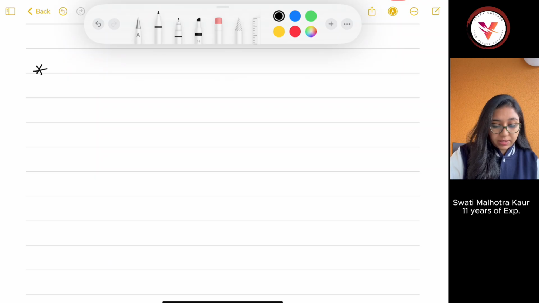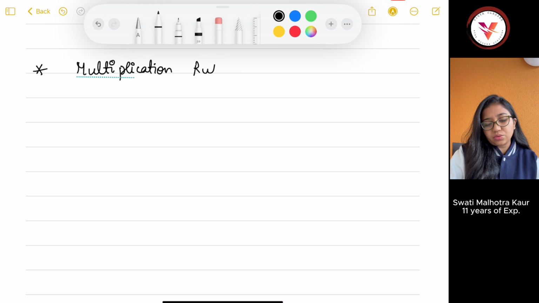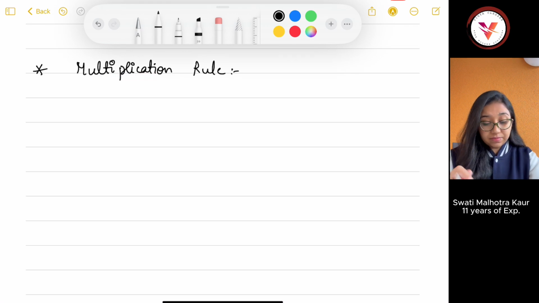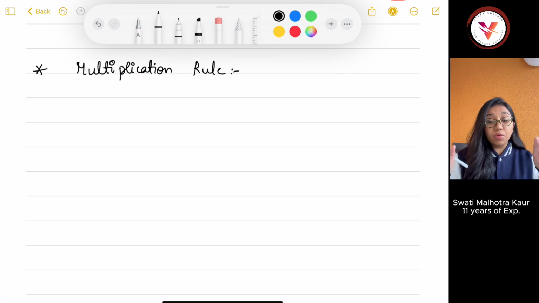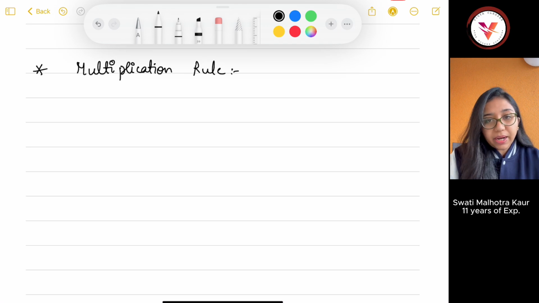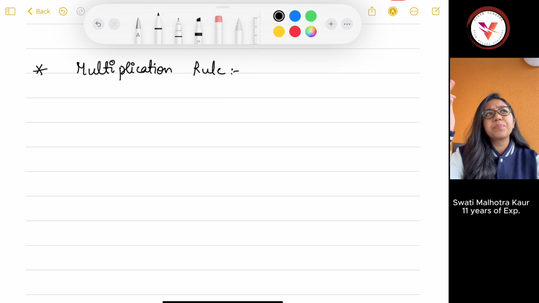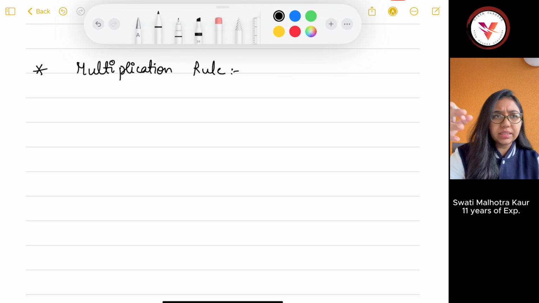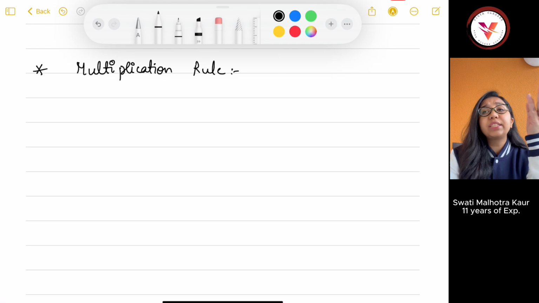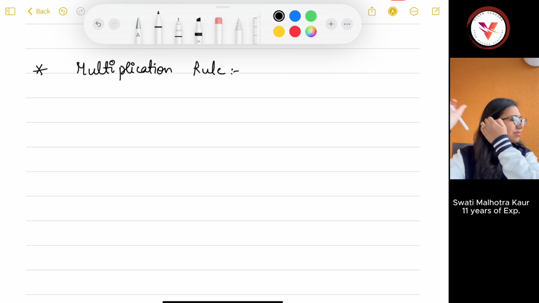So today's topic is the multiplication rule. Just understand the concept from the very beginning. If you multiply two scalars, it's simply like 3 into 2. For example, let's say you have a mass of 3 kg in a box and you double it, then it's simply 3 into 2, 6. Very easy.